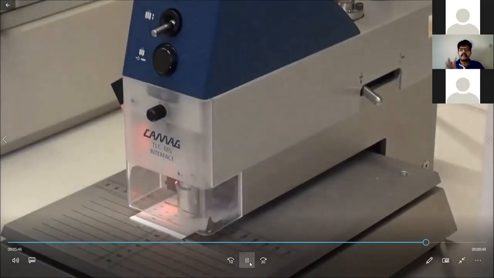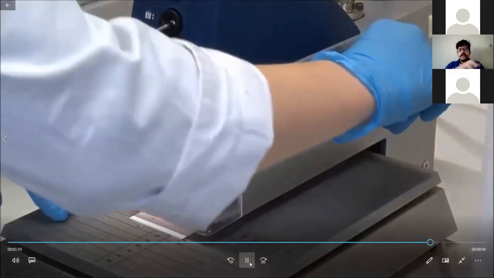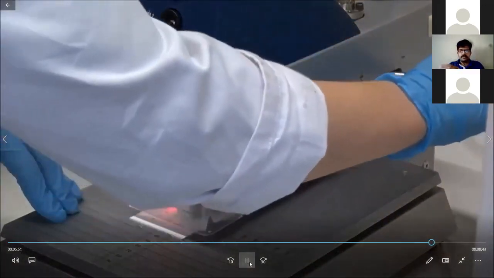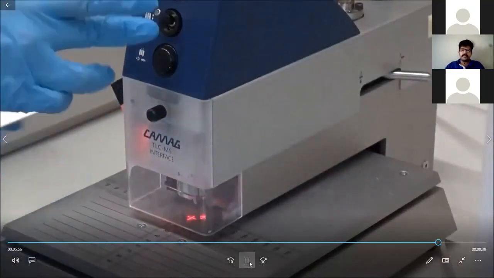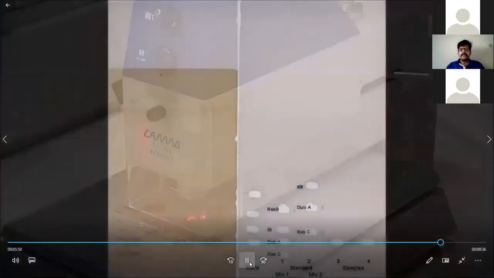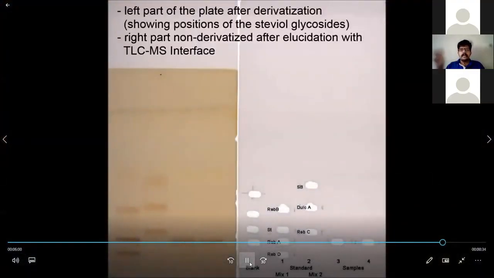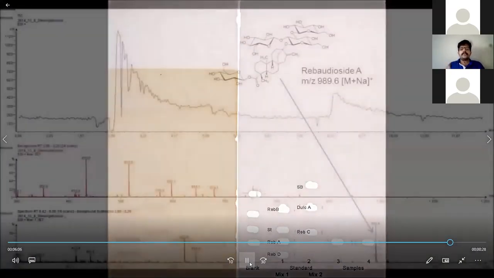So this is a TLC-MS interface where you place the plate, the spot is being eluted, and a solvent is pumped into this TLC-MS interface, eluting the spot and going into the mass spectrometer. When it goes into the mass spectrometer, it will start generating the mass spectra. That is another instrument, mass spectrometry, which is also known as MS. In that you get the mass spectra.